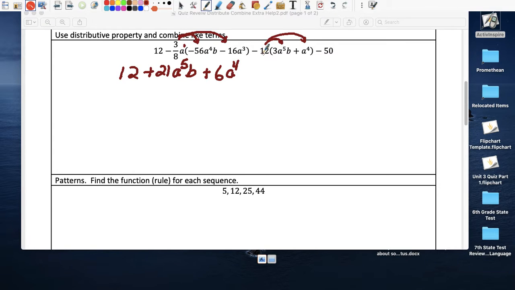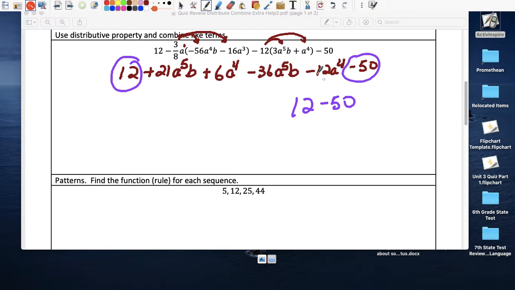Next, negative 12 times 3 is negative 36, and then there are no variables to multiply, so we just write a⁵b. Negative 12 times positive a⁴ is going to be negative 12a⁴, and then the minus 50 in the back, right? Like terms, are there any like terms here? Yeah, these two are like terms. I'll write them side by side here. This guy, and I'll write it here, 21a⁵b, and this guy here are like terms.